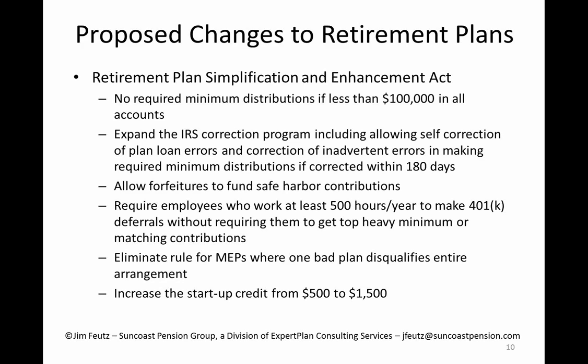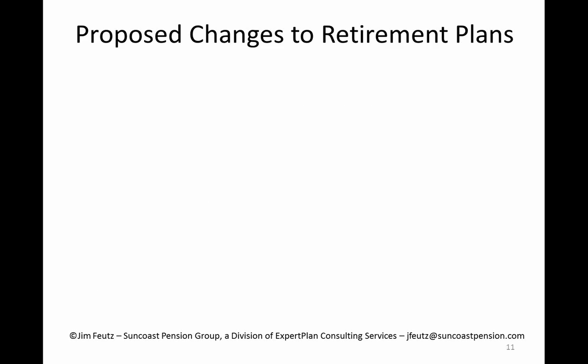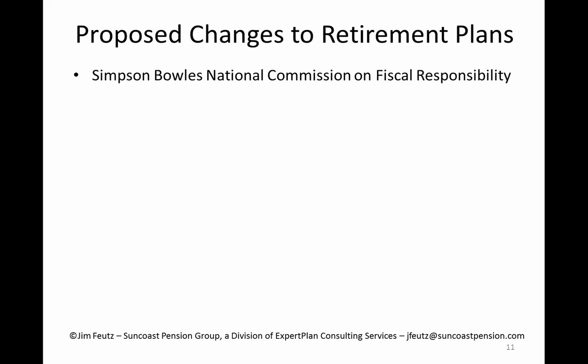Well, so far we've talked about the proposals that would be beneficial to most plans and most employers. Now the one that would not be beneficial would be what was proposed by the Simpson-Bowles National Commission on Fiscal Responsibility. They came out with a provision because they wanted to get more taxes.